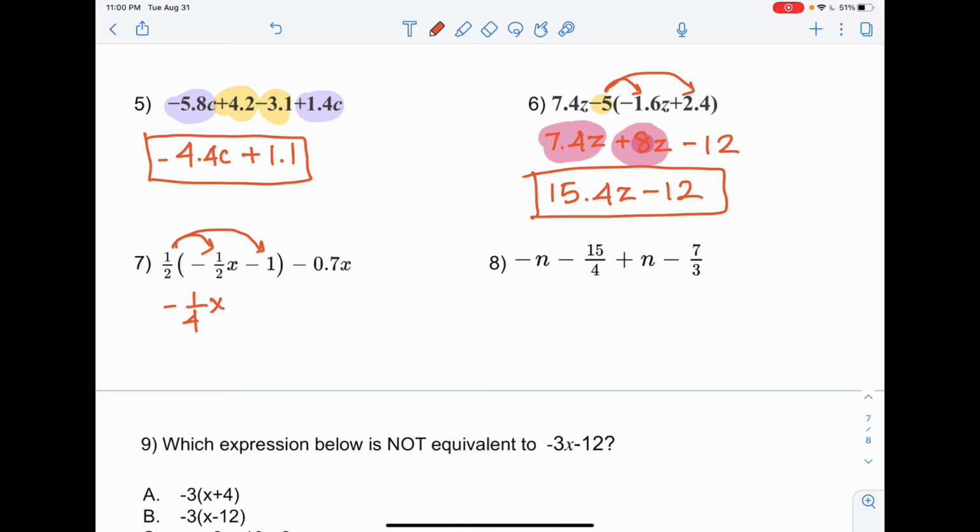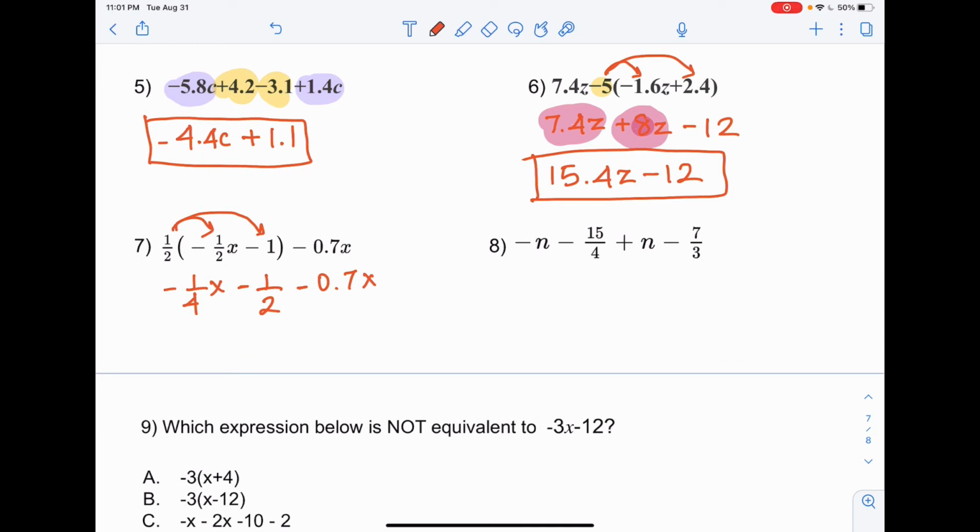1 over 2 times negative 1 will be negative 1 over 2, and then minus 0.7x. So here, I would like to turn everything to decimals because two of them are fractions and then one is a decimal. It's hard to combine them. So let's change negative 1 over 4x to negative 0.25x, and 1 over 2 to 0.5. And now they're all in decimals.